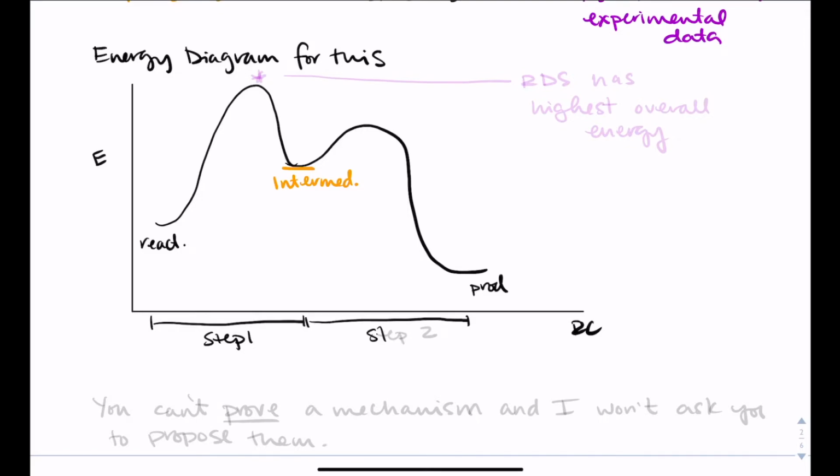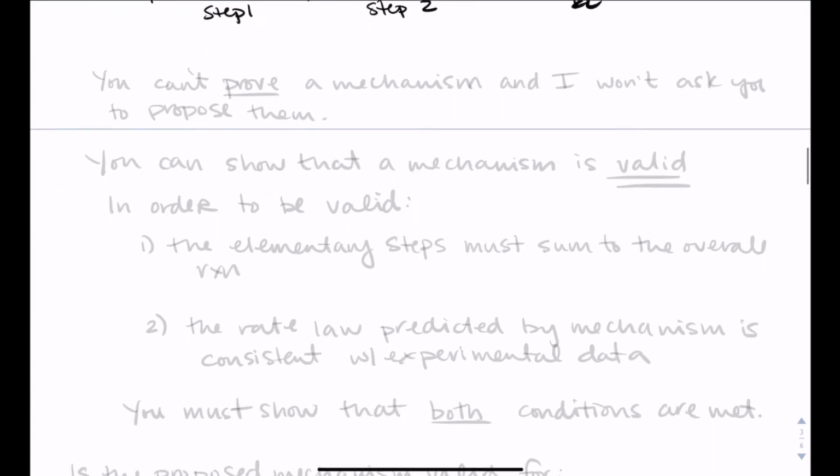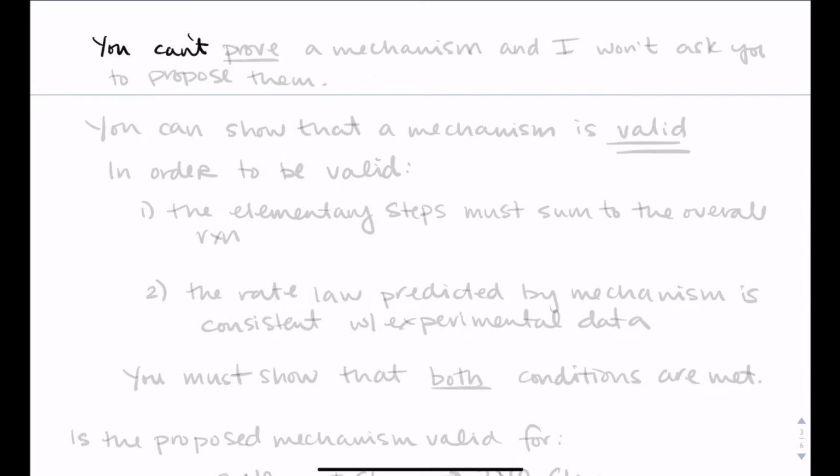And the rate determining step, so the way that this energy is drawn, matches with what step is slow and what step is fast. So the slowest step has the highest overall energy. So on my full energy diagram, this is the tallest peak overall, right? That transition state point, that top of the activation energy barrier, is the highest overall.